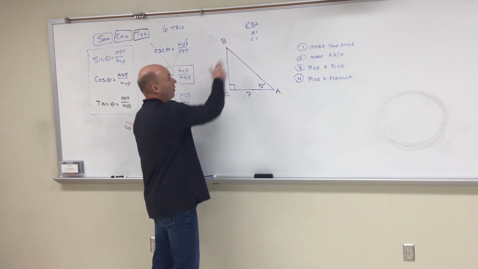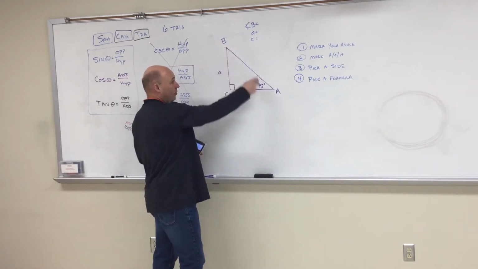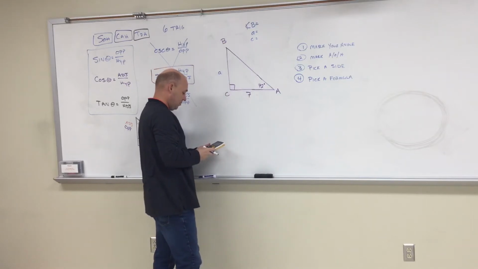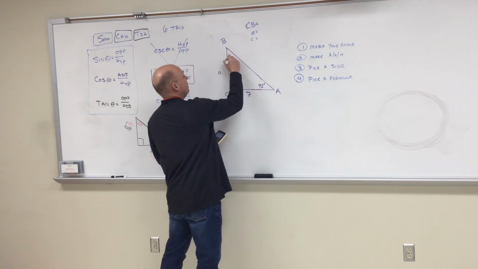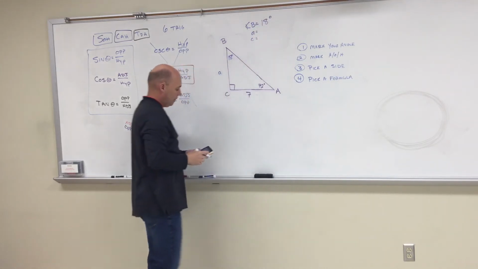So the first thing I'm going to do is figure out angle B. Angle B is easy. I'm going to take 180 degrees minus 90 minus 72. So 180 minus 90 minus 72, and I got 18 degrees for angle B. So I'm going to go up here and mark it as 18 degrees.